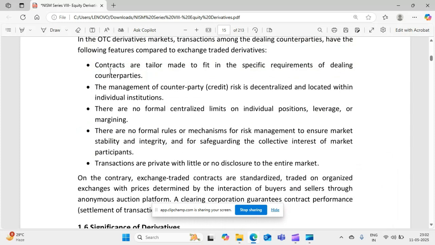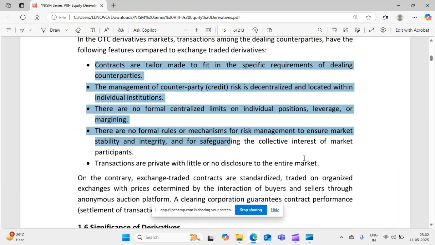So we have to note down all these five features. Okay, so you must note down all these five features of OTC market separately in your book, so that whenever there is a question related to that, you are able to answer.